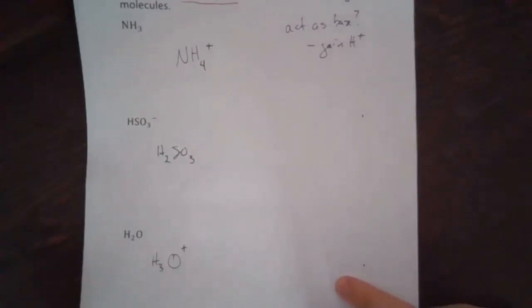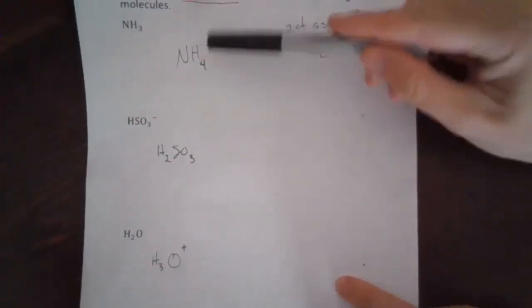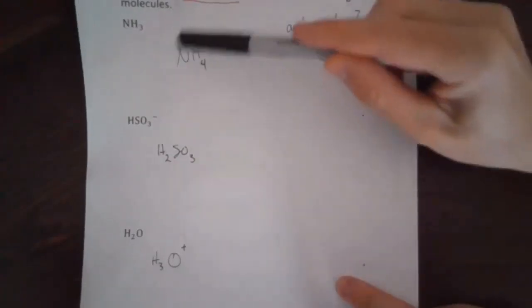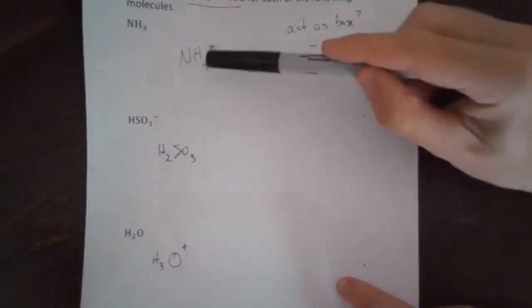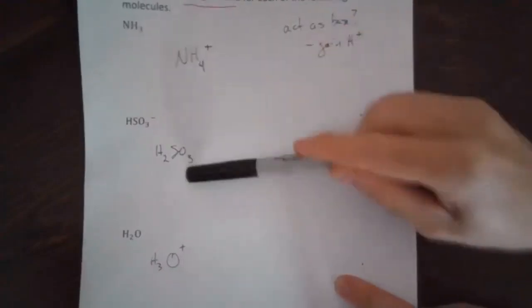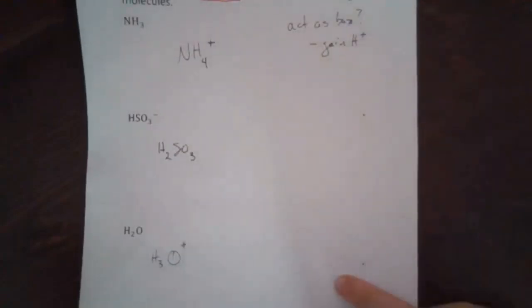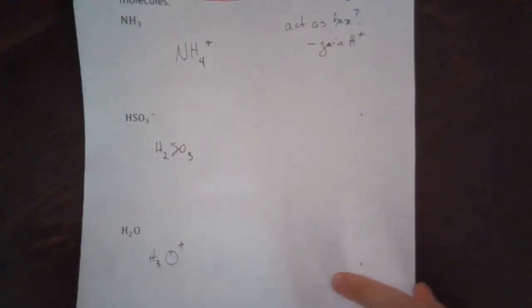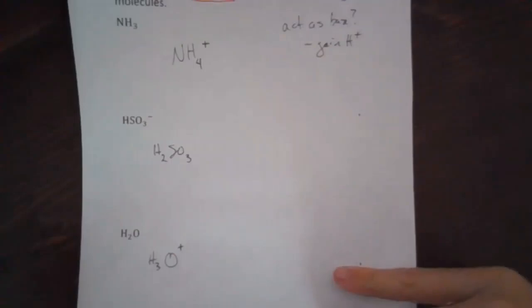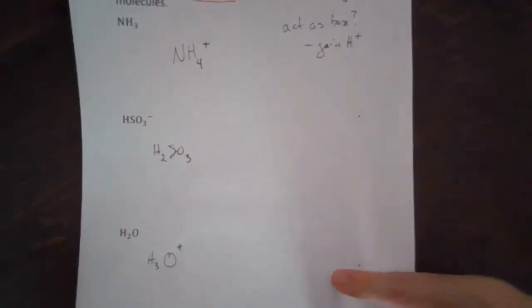Getting the conjugate base would be the opposite. One of the things you'll note is that the conjugate acid, which is what you make, always has one extra hydrogen than what you started with. So the conjugate base would be the opposite: one fewer hydrogen and one lower charge.